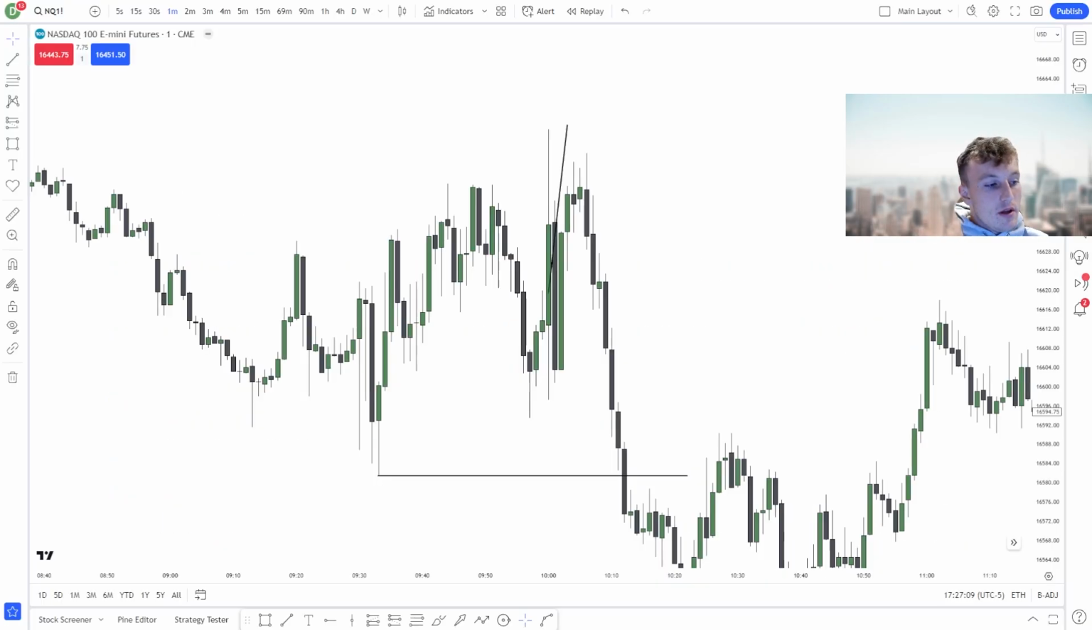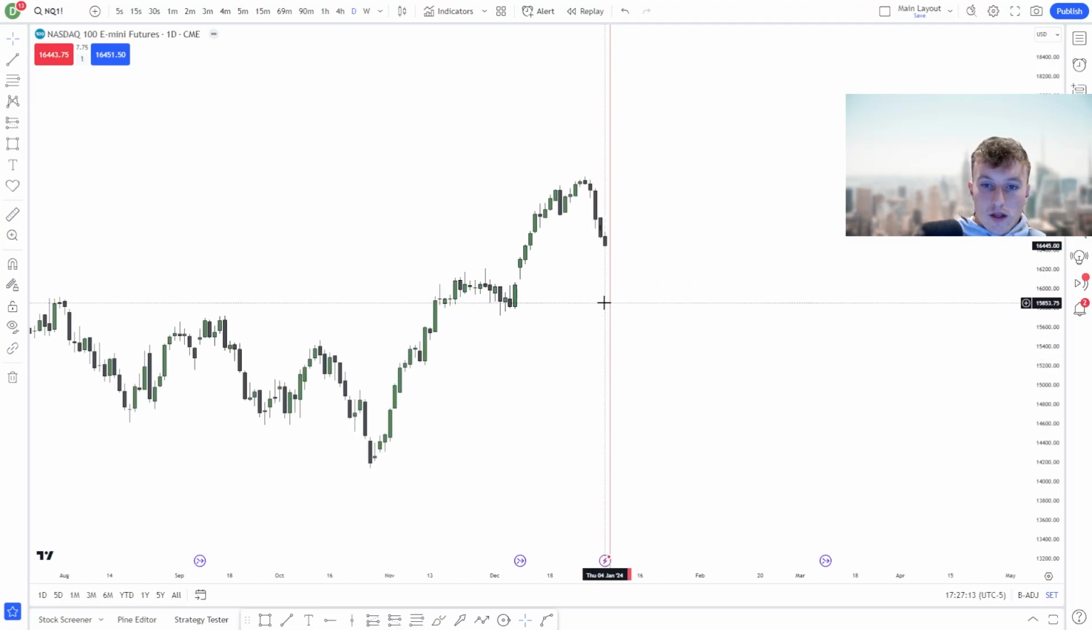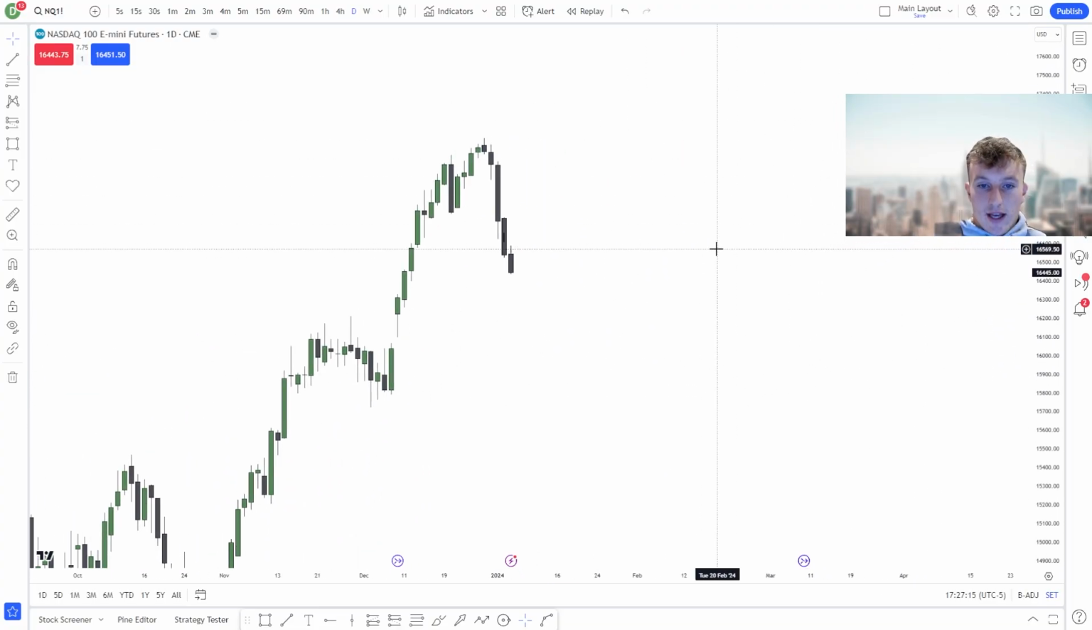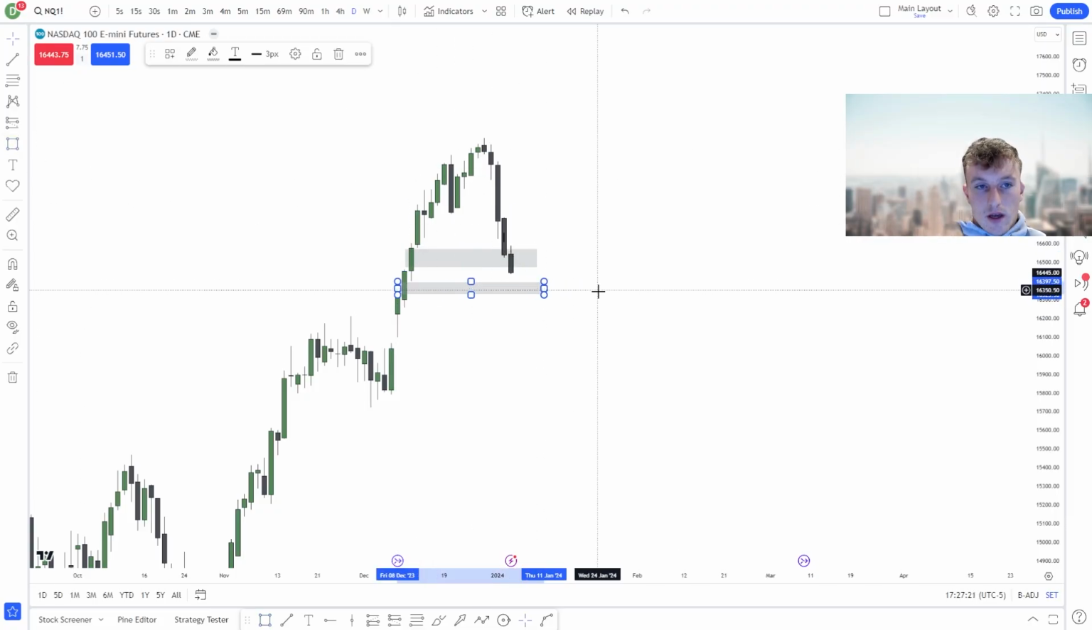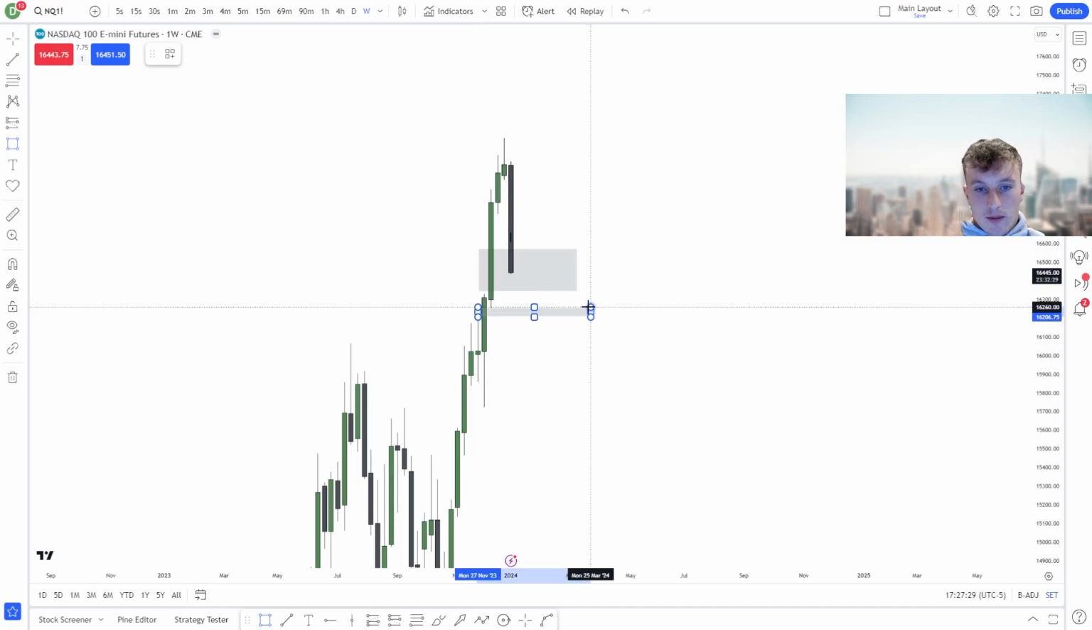To explain that a little bit more, right now in the daily, as you can see, there's too many fair value gaps here. There's a fair value gap here, there's a fair value gap here. There's just too many. So what I'll do is go to the weekly, and on the weekly there's only one. There's a small one right here, but it probably won't matter that much because it's so small, and this is the main one.